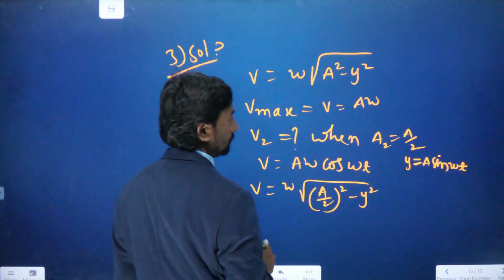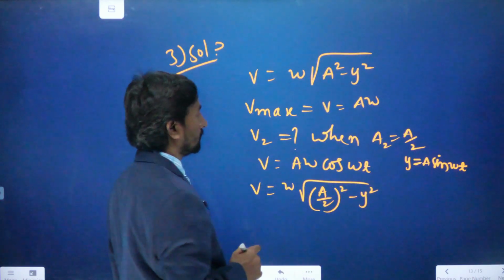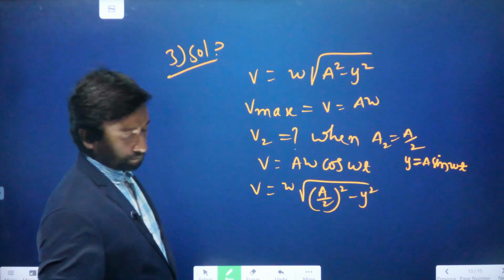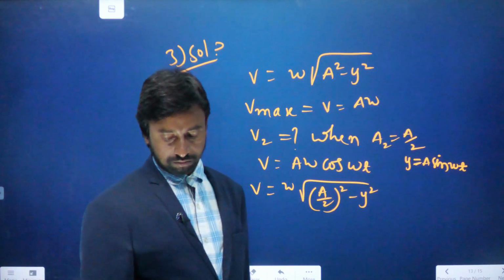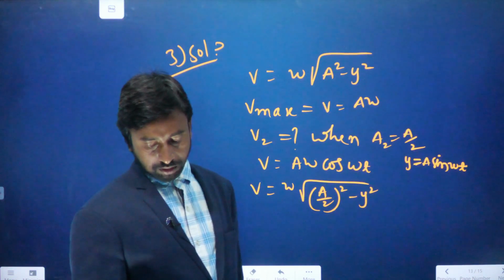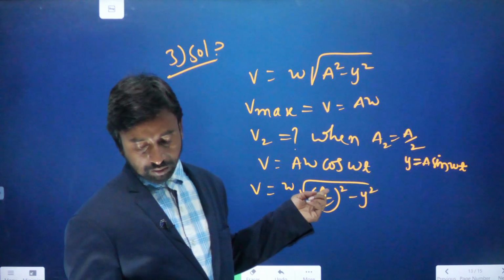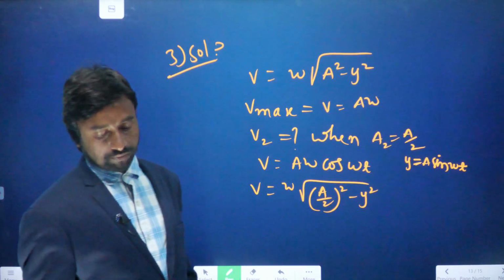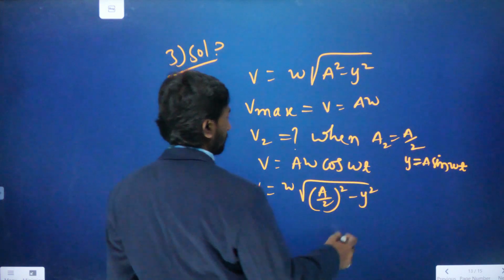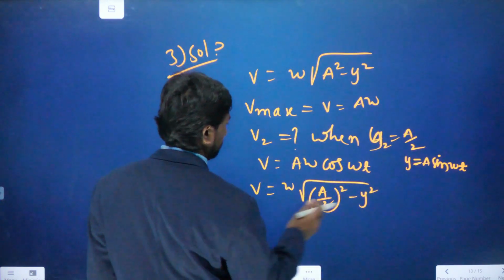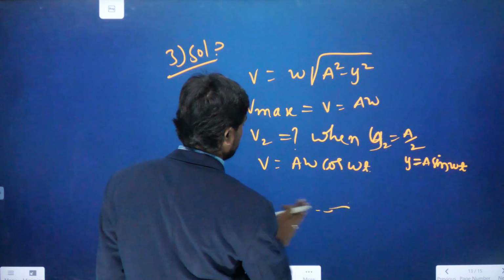So at t equal to... they did not mention here at what time. Okay, it does not mention. At the mean position, the velocity of the particle at a distance equal to half of the amplitude. So here it is not A, it is y. Okay, so now simply we can write by using this equation.